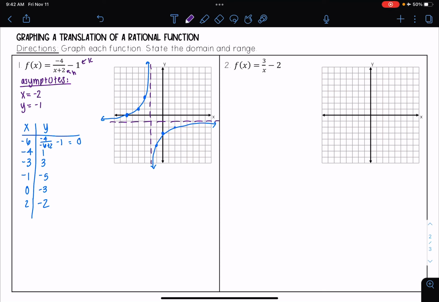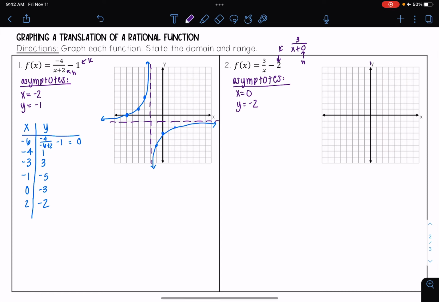So now I have f of x is equal to 3 over x minus 2. My first step is to determine my asymptotes. So first I look to see what my h is. I see I just have an x here, so I can kind of think of this as being 3 over x plus 0. So that means that 0 is my h. So I have x is equal to 0 for my vertical asymptote. And then my k is negative 2. So that means that my horizontal asymptote is y is equal to negative 2.